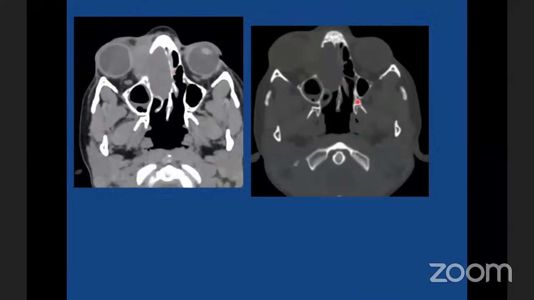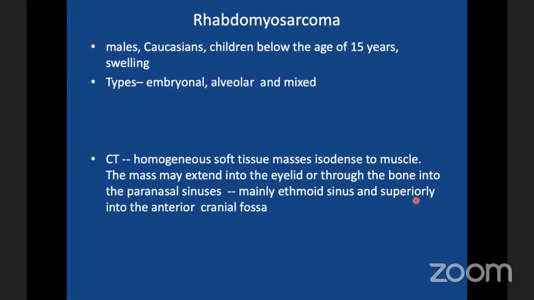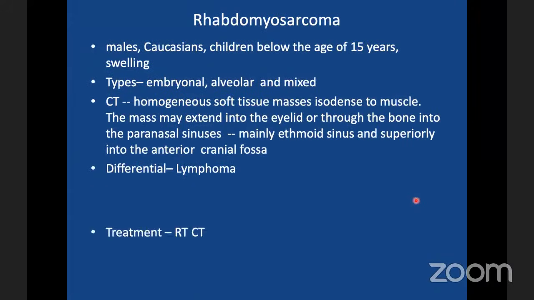So when you have a child, now this was less than 2 years, and you have a large lesion which is causing erosion, like here in the lamina papyracea, normal and abnormal, think of rhabdomyosarcoma. Common in males, Caucasian children below the age of 15. Types you all know, and a differential diagnosis of lymphoma. Treatment is usually radiotherapy.